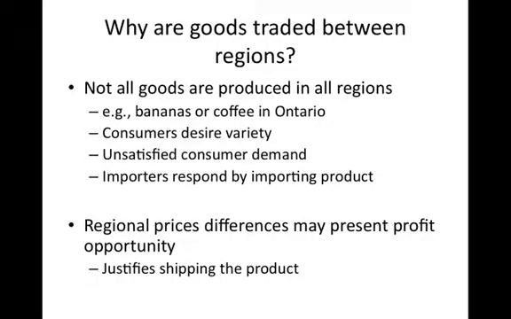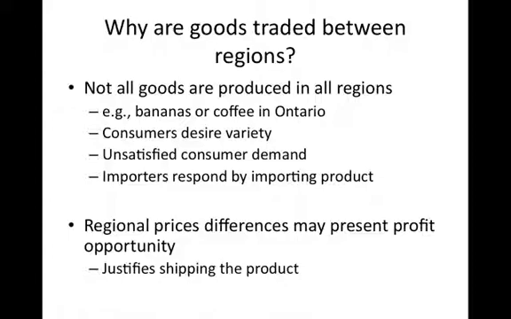I think a more profound question and a more important question is, why are goods traded between regions at all? Why do we see trade? It's actually a really important question. One of the reasons why we see trade is that not all goods can be produced in all regions. For instance, we can't grow bananas or coffee in Ontario. At least we can't grow it economically. But we know that consumers like these products. In fact, more broadly speaking, consumers have a demand for a variety of different types of food products that either because of economics or because of climate, we're unable to grow in Ontario.